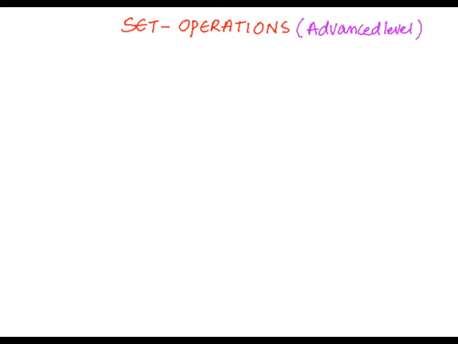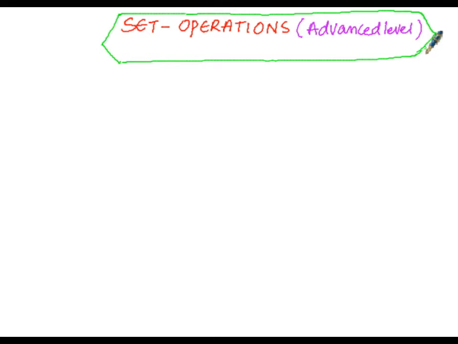So here, while discussing the set operations at the advanced level, there are two kinds of operations: one is the union of sets, the other is the intersection of sets. So first of all, we are going to discuss set operation 1, the operation on sets of kind 1.